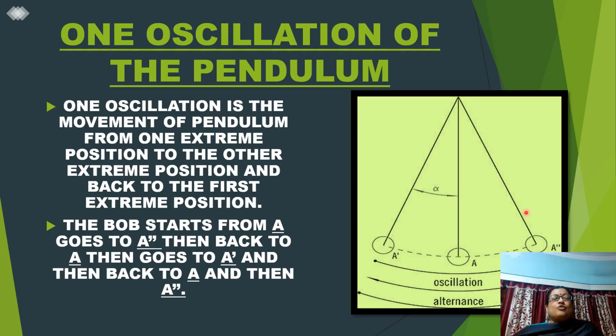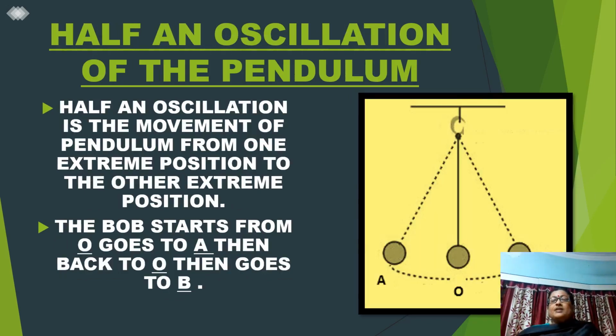Okay, let's go on to the next slide. Now, another term that is very important for you over here is half an oscillation. Now, we have studied one full oscillation. Let's understand what is half an oscillation. Let's read first. Half an oscillation is the movement of the pendulum from one extreme position to the other extreme position. From one extreme to the other extreme.